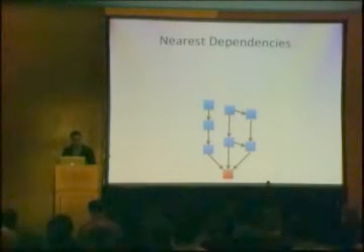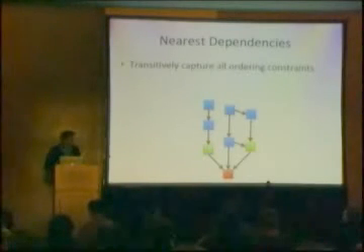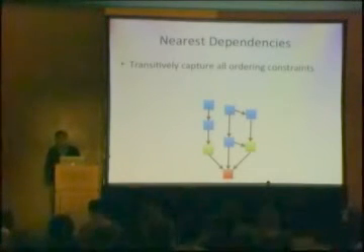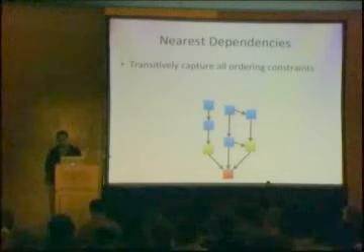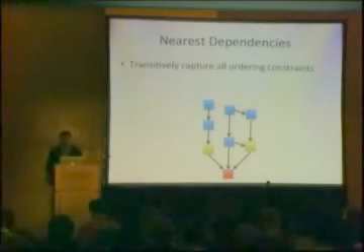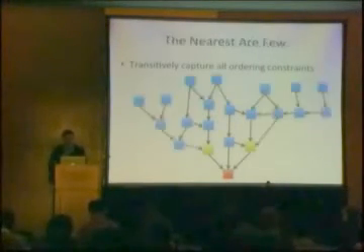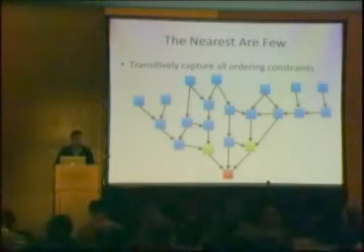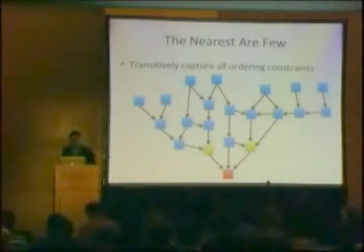What I can do is use the concept of nearest dependencies to reduce what I need in this system. Nearest dependencies, shown in green here, are the dependencies that transitively capture all of our ordering constraints. So anything that is not a nearest dependency is depended on by a nearest dependency. And there's one nice property of these, and that is that even if there are a large number of dependencies, there's still a very small number of nearest dependencies.